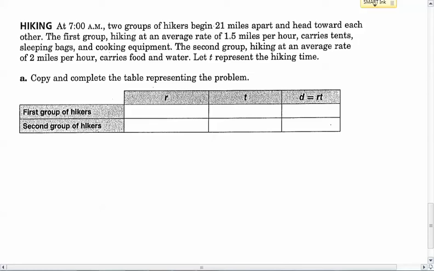We already talked about in class, we know the rates. So the first group is going 1.5 miles per hour. The other group is going 2 miles per hour. And then t is the amount of time they're hiking. They both start at 7 a.m., so they both hike the same amount of time.